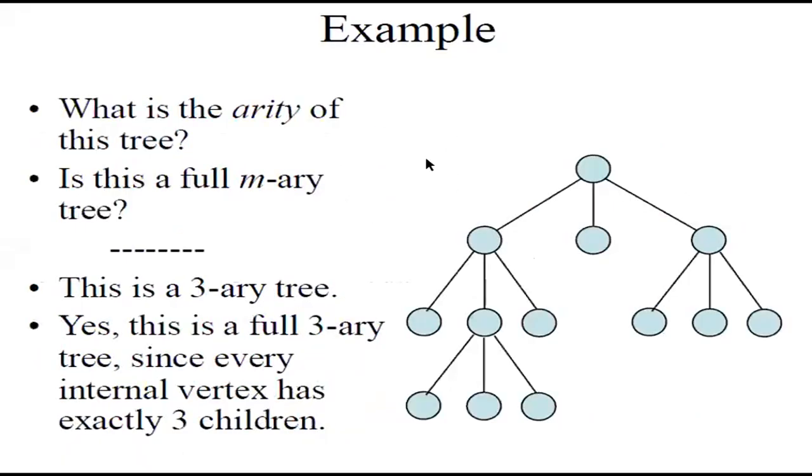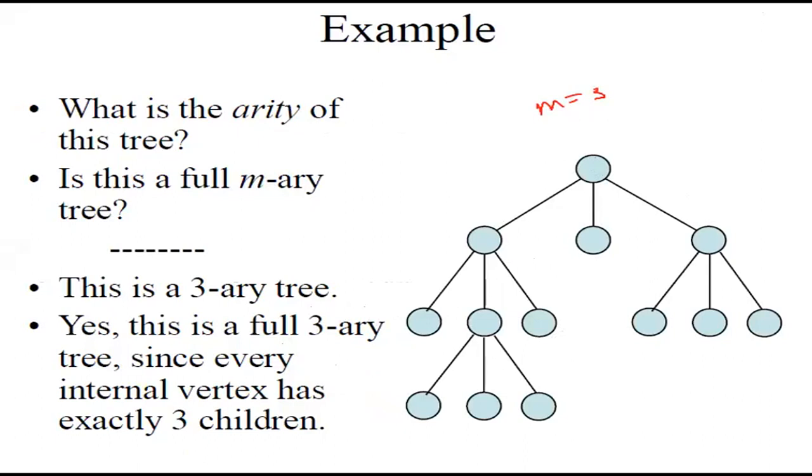another example. What is the arity of this tree? Is this a full m-ary tree? Yes, this has m value equal to 3 since each vertex has 3 children. And yes, this is a full 3-ary tree, or m is equal to 3, since every internal vertex has exactly 3 children. So it is also a full m-ary tree.